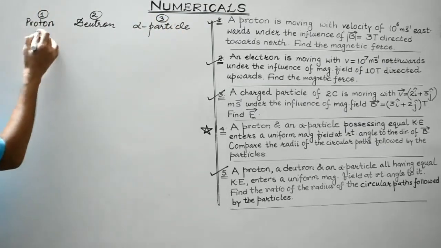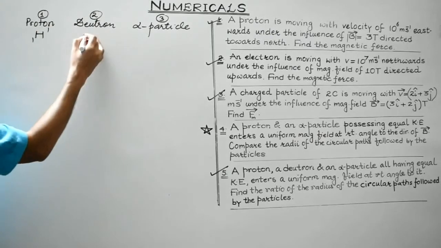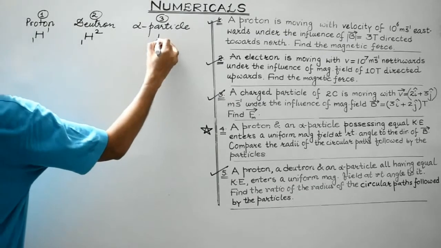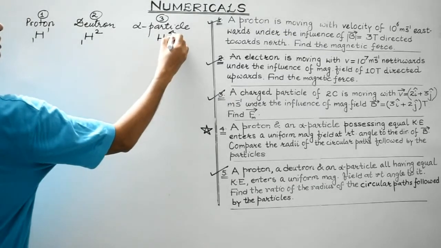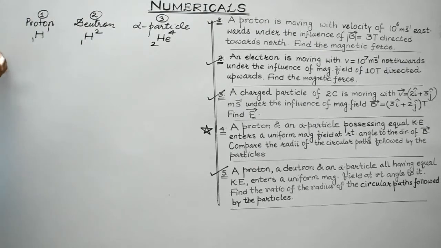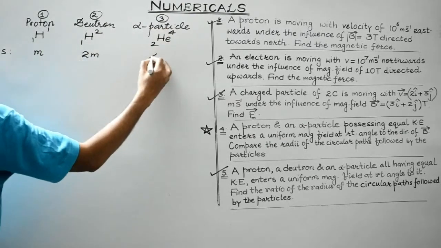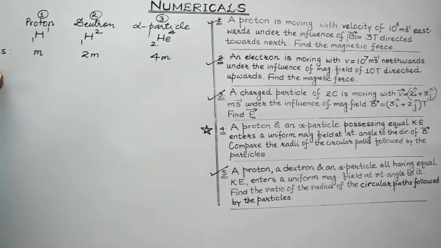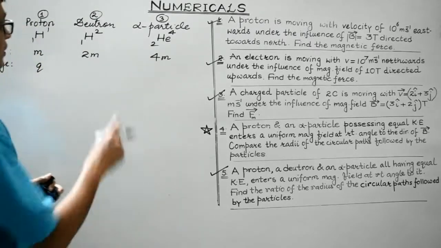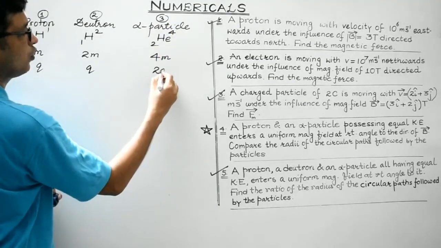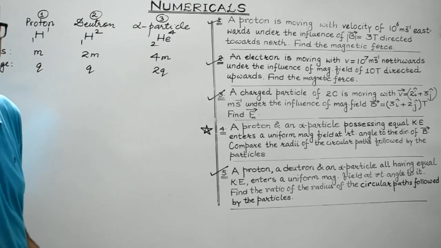Now, as we are aware, proton is represented by H11, deuteron, an isotope, H21, alpha particle represented by helium nuclide, He42. So, what about mass? If proton's mass is considered to be m, deuteron's mass will be twice m and alpha particle's mass will be 4 times the mass of proton. And what about charge? If proton's charge is considered to be q, then deuteron will also have charge q, while alpha particle will have charge twice the charge possessed by proton.